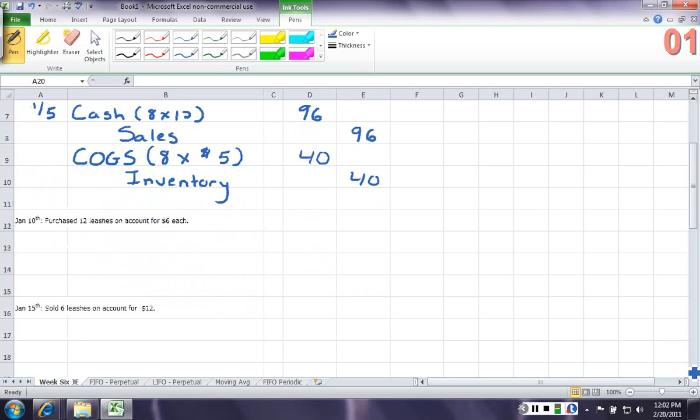Okay, so now we're going to go through this process multiple times. On January 10th, I purchased some more inventory, so I'm going to debit inventory, and this time I bought it on account, so I'm going to credit accounts payable. I purchased 12 leashes at $6 each, or $72.